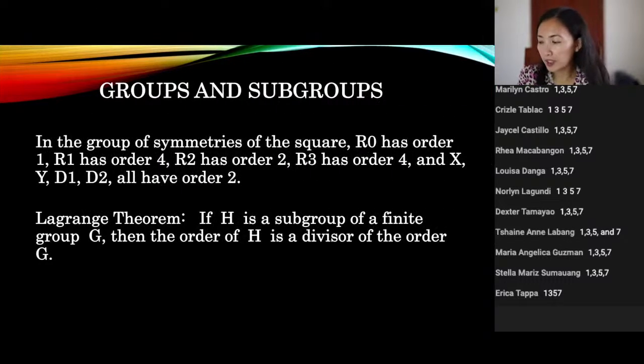In the group of symmetries of the square, did you watch that video on the set of symmetries of a square? Motions on the plane: R0 has order 1, R1 has order 4, R2 has order 2, R3 has order 4, and X, Y, D1, D2 all have order 2. Okay, the Lagrange Theorem, nandito rin tayo.